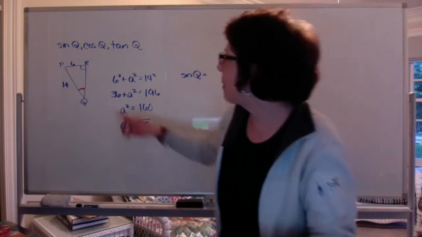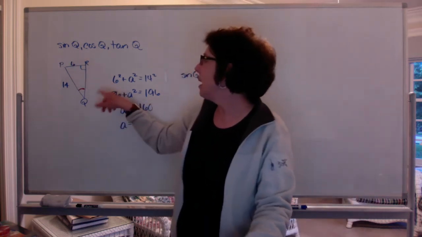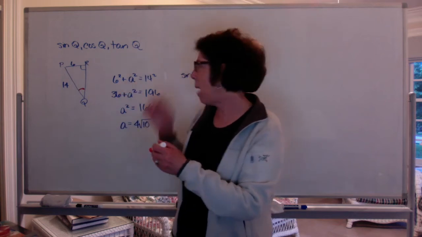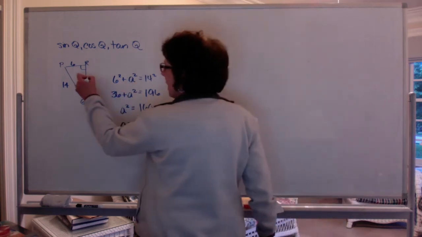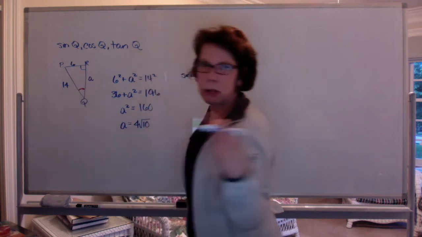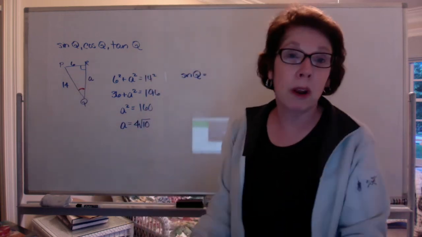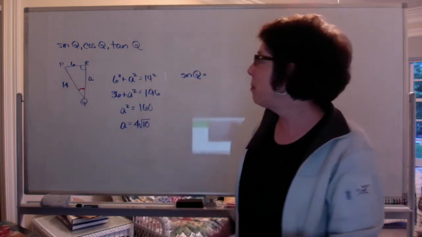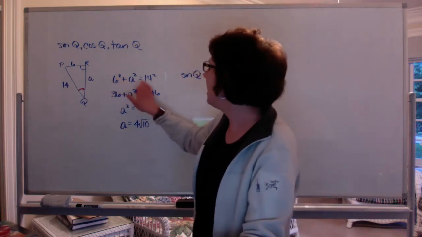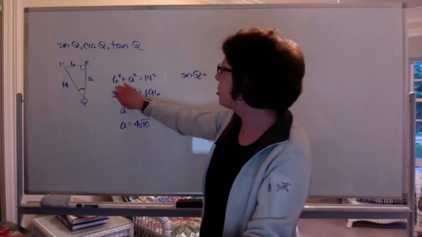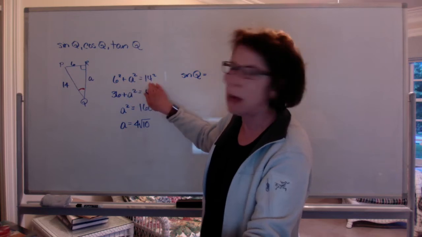I'm going to take my leg, 6 squared. This is a problem from the book, and they defined this side to be A, because A squared plus B squared equals C squared. You can call it anything you want, it's fine with me, but they called it A. So I've got 6 squared plus A squared equals 14 squared. Leg squared plus unknown leg squared equals hypotenuse squared.